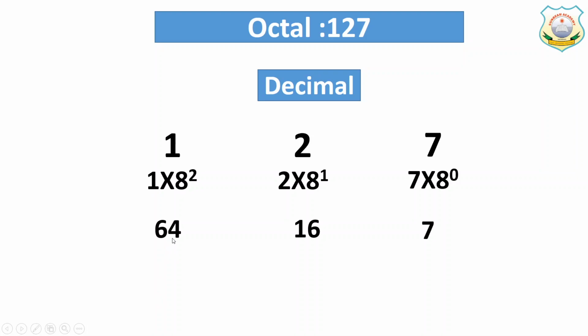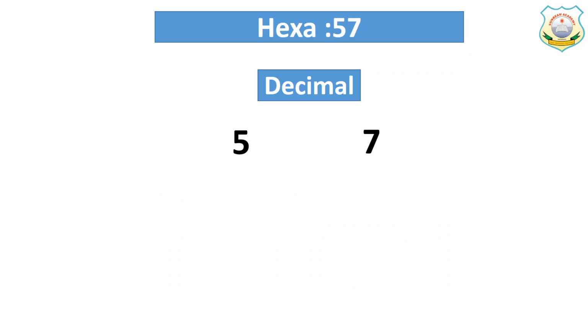So 64 plus 16 plus 7, so 64 plus 16, so that's 80, and 7, add those numbers and you're going to have 87 again, right? So octal to decimal, this is the technique that you are supposed to use, children. Fine. And at the last, the hexa 57.